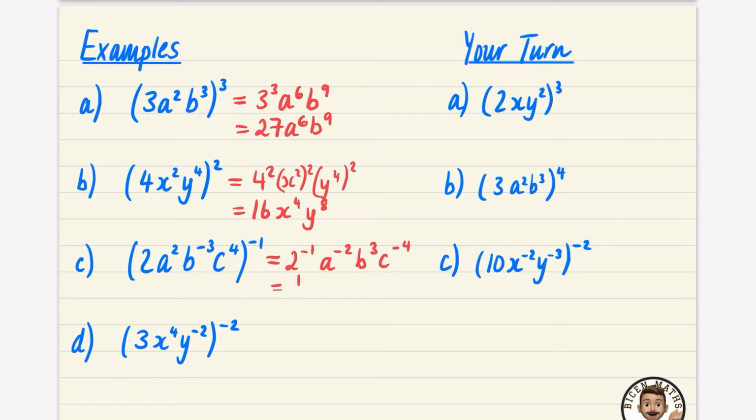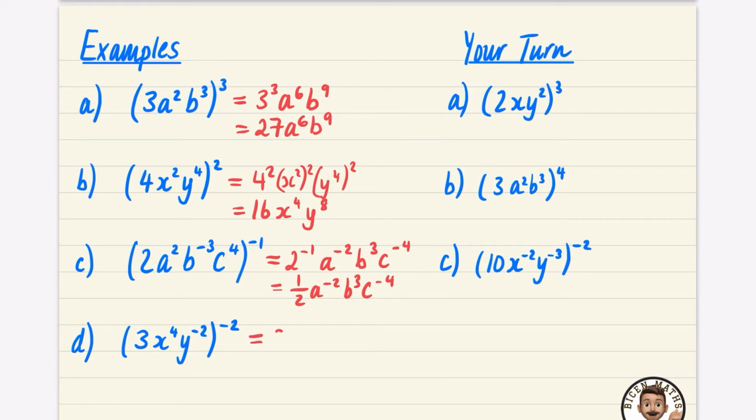2 to the power of minus 1 is just 1 over 2, so it's 1 over 2, a to the minus 2, b cubed, c to the minus 4. Now in the next video, I'm going to talk about how you can simplify this or write this in a different way, but for now we're just going to leave it in this particular form.